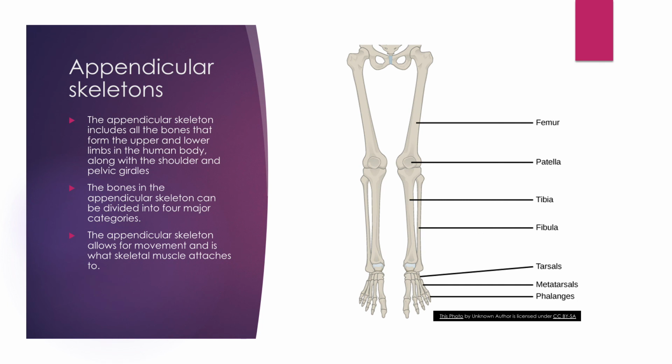The appendicular skeleton allows for movement and is what skeletal muscle attaches itself to. These are the bones that make up the arms, legs, hips, and shoulders.